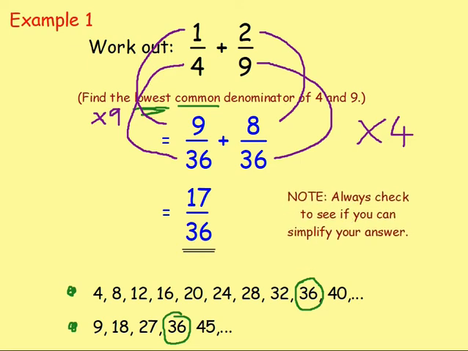And as it says here, make sure you always check to see if you can simplify your answer. With 17 and 36, there's no times table that they both divide by, apart from 1, but then you'd be left with 17 and 36. So we just leave it as that. That is our final answer.